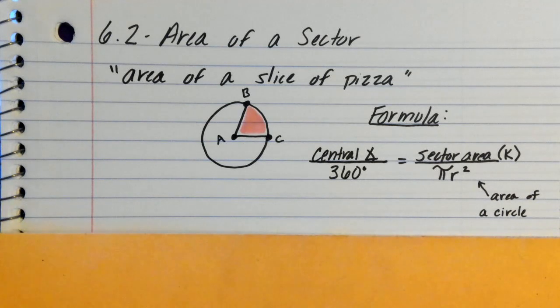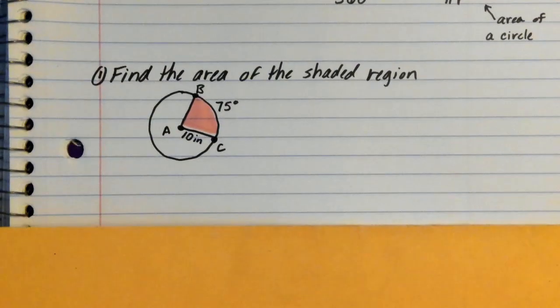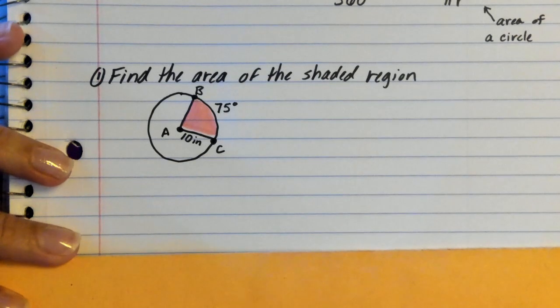We are going to be doing this in terms of pi. What that means, do not touch the pi button on your calculator. Pi will be in your answer if we're looking for the sector area, and that's the first thing that we're going to do here. So here's our first example.